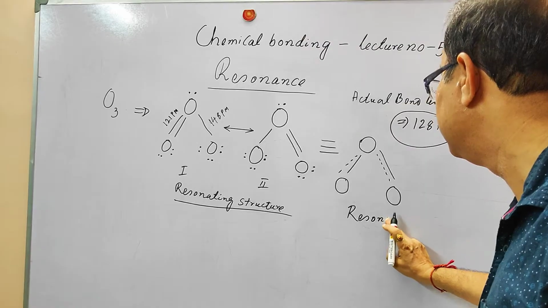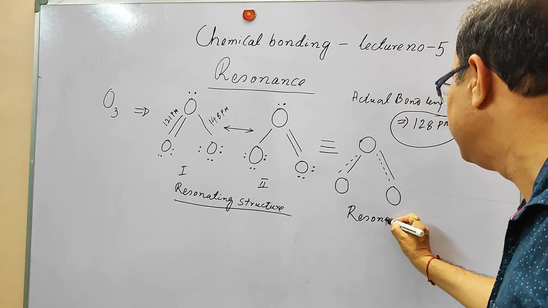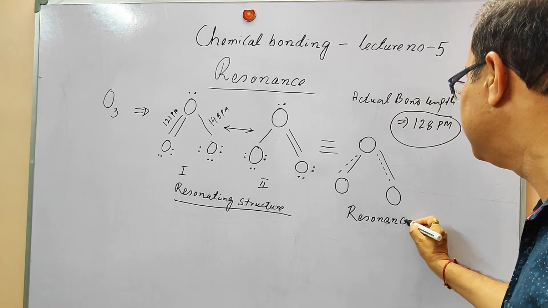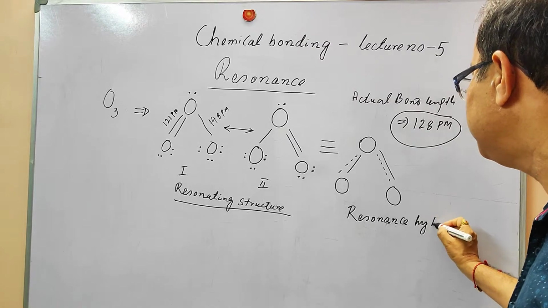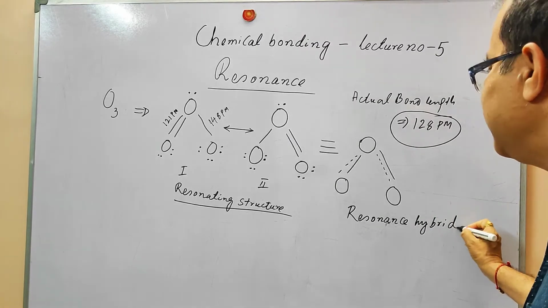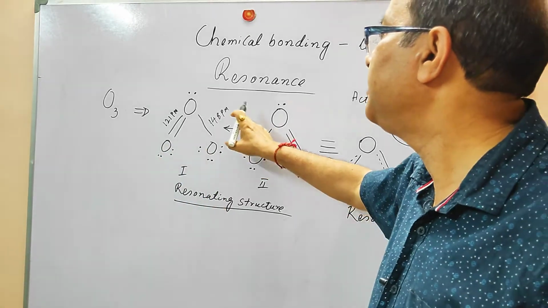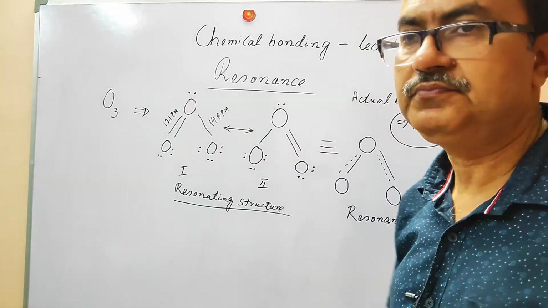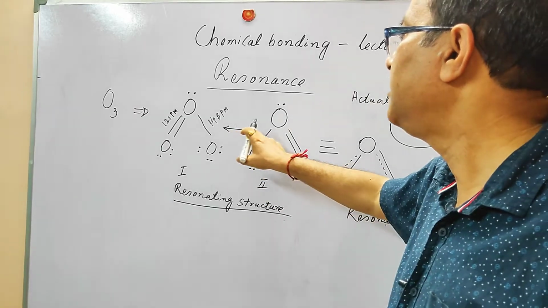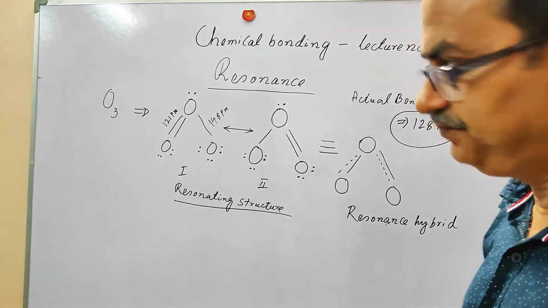Resonance hybrid. So this is called resonance hybrid, and these are called the resonating structures, and this resonance has been depicted by this symbol, that is the double-headed arrow.